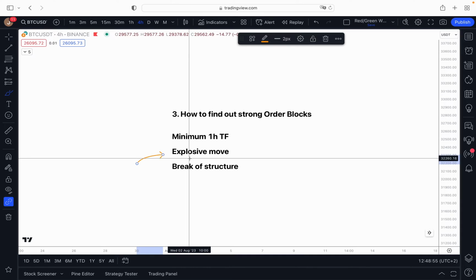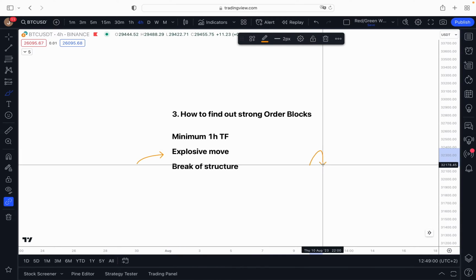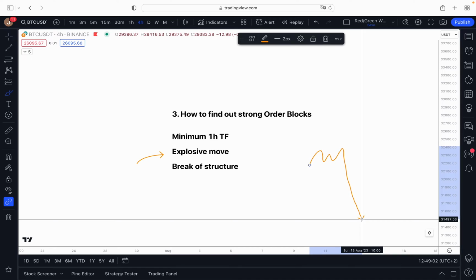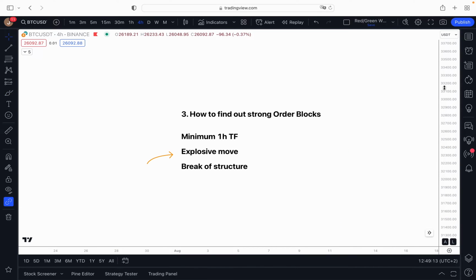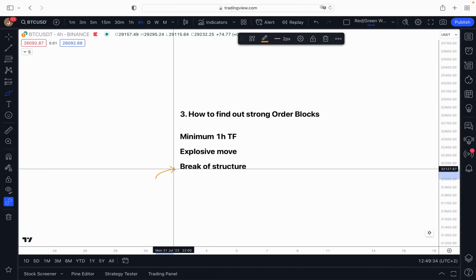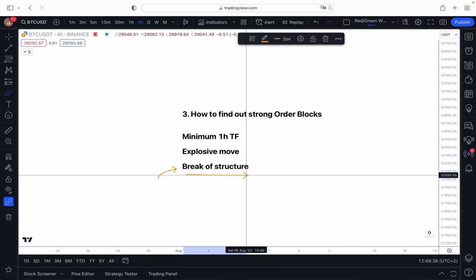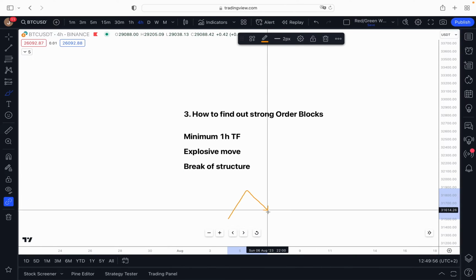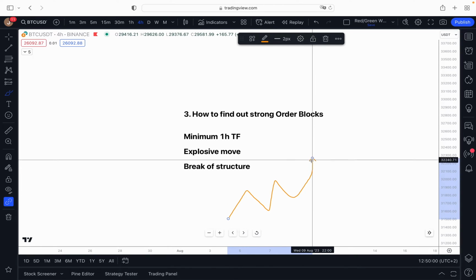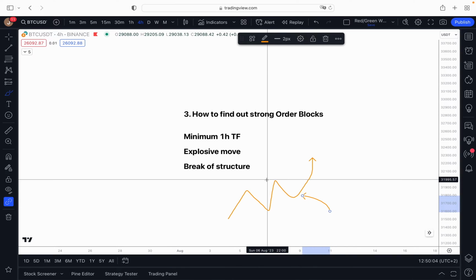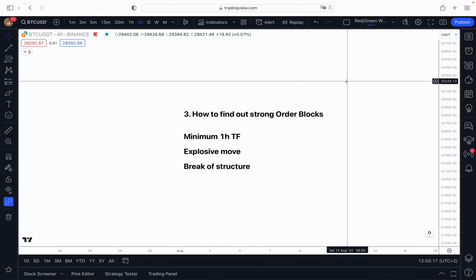Then it's really important that we see an explosive move, like in this example, an explosive move to the downside, because then the chance is high that we come back to the zone and that the institutions defend their positions. So we don't want to see just an explosive move. We also want to see a break of structure. So if we have an uptrend right here, you want to see that the order block right here breaks this break of structure. Now I will show you some more good examples for strong order blocks.